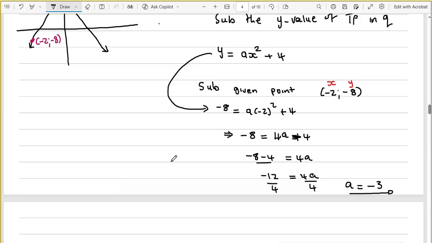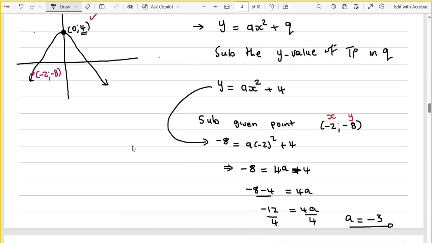Now you can go back to the formula and substitute the value of a. Therefore, the equation becomes y is equal to, where there's a, we put -3, x squared plus 4. Do you understand how we got the equation of this? Yes. Should we do another example on this one?